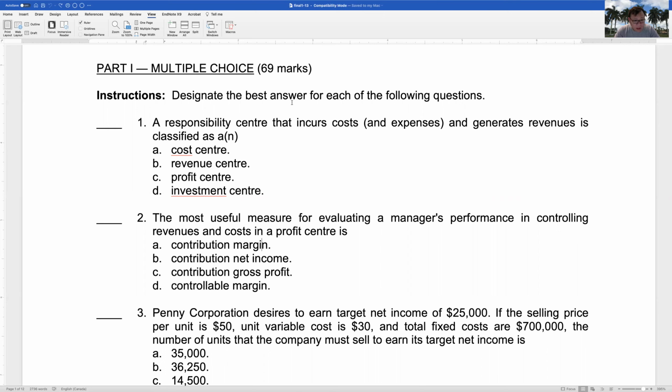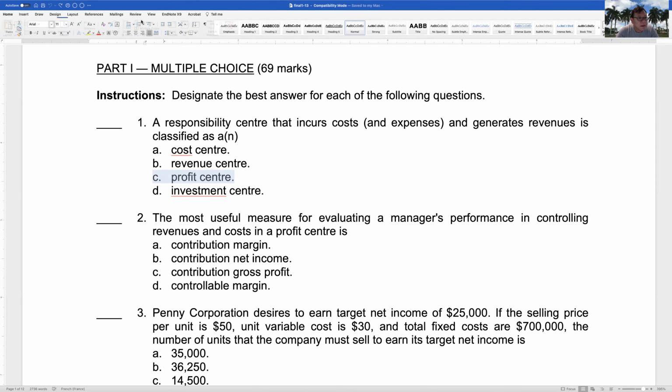Let's take a look at the first question, the multiple choice question. Number one: a responsibility center that incurs costs and expenses and generates revenue is classified as a... If a responsibility center is responsible for both costs and revenue, we are saying that this is a profit center. So that's the first question.